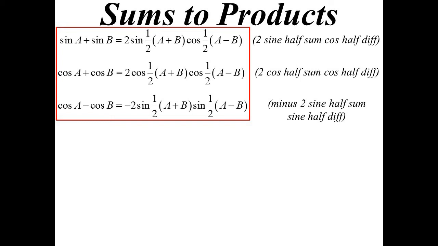So instead of 2, I got minus 2. That's a bit different. Right? Instead of it being the same as what we want, it's sine instead of cos. So that's a bit different. And instead of ending with cos half diff, I am with sine half diff. That's a bit different. That's how I remember that one. Because it's a bit different. So the other two are straightforward, and then this one, that's a bit different.